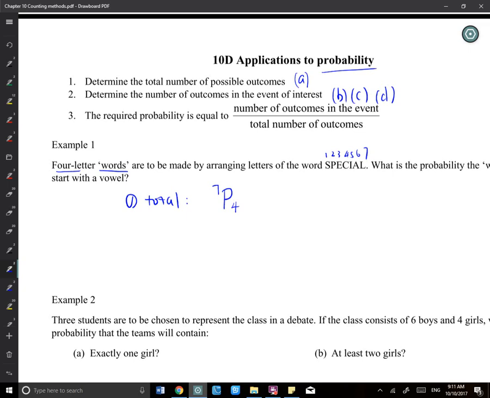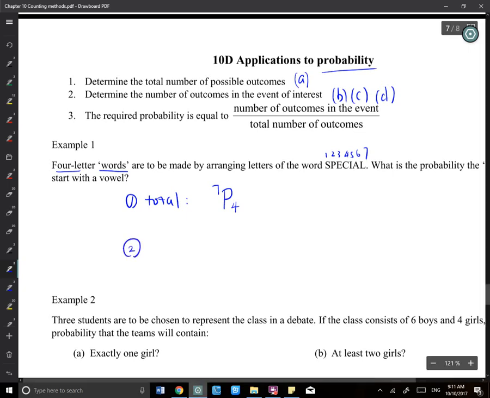So it can start with a vowel or not start with a vowel. So how many different 4-letter words can I make? You need to select 4 letters first and then rearrange those 4 letters to make a word. That's the total. But 2 is, as I said, the interest. My interest is starting from a vowel.